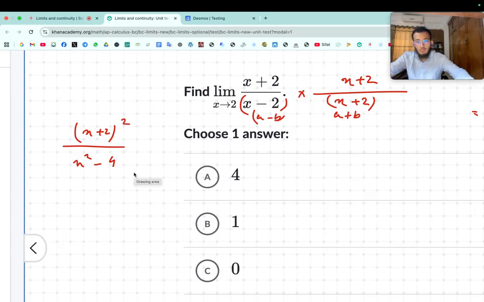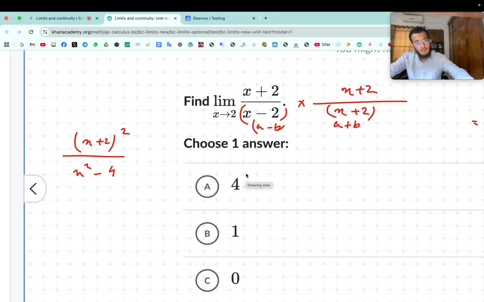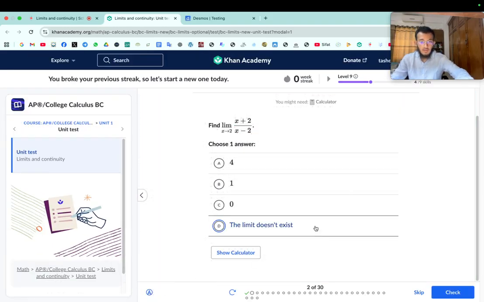Now, it doesn't help, because now if you plug in 2 here, 4 minus 4 is again 0. So anything divided by 0 is indefinite. So the limit doesn't exist actually here.